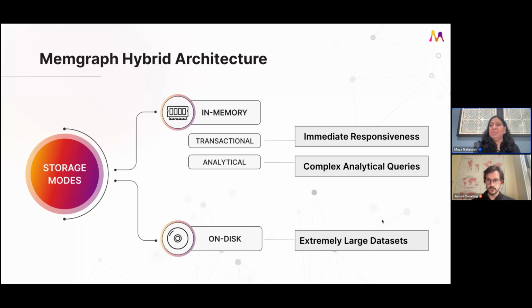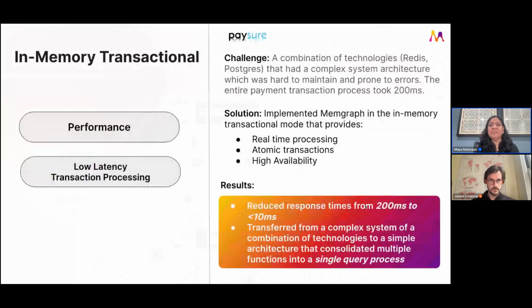All right, what I'm going to do right now is finish off very quickly with when these different modes are used. First, the in-memory transactional mode. This is used when you need performance and low latency transaction processing. That is how PaySure, a payment authorization company, is using Memgraph in the in-memory transactional mode to process payment authorization requests.